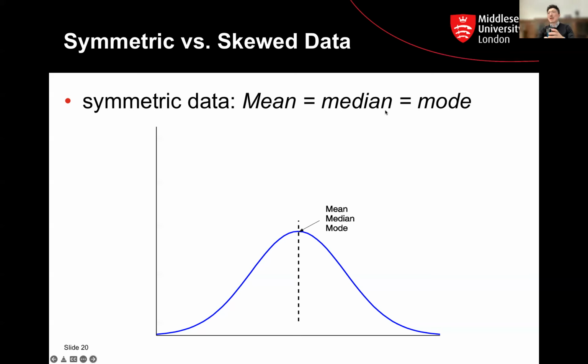The mean is the average of all the numbers. The median is the middle number. Because this is symmetric, the median is the same as the mean, and the same as the mode. If you remember, the mode is the number that appears most frequently. So basically it's where the peak is. In this case, the peak is at the mean or the median, so that's where the mode is also.